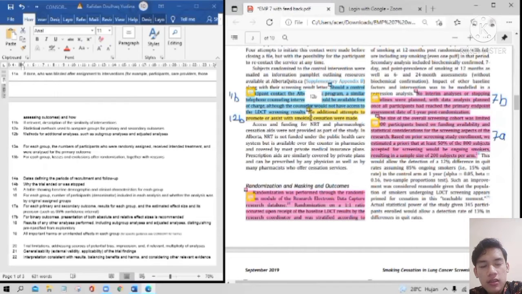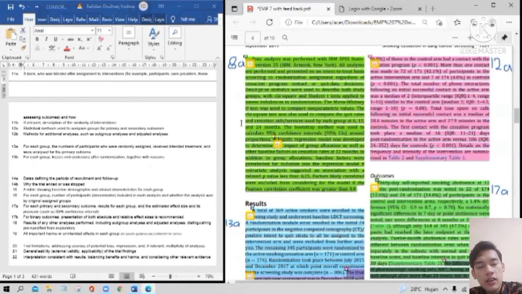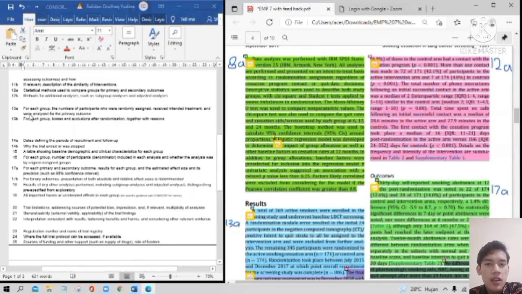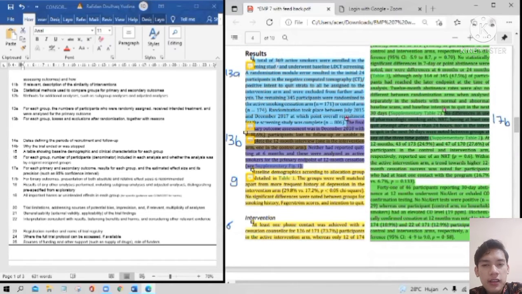You can see there is a word "no additional attempts." Next, for result section number 13a: for each group, the numbers of participants who were randomly assigned, received intended treatment, and were analyzed for the primary outcome. In the paragraph of 13a.